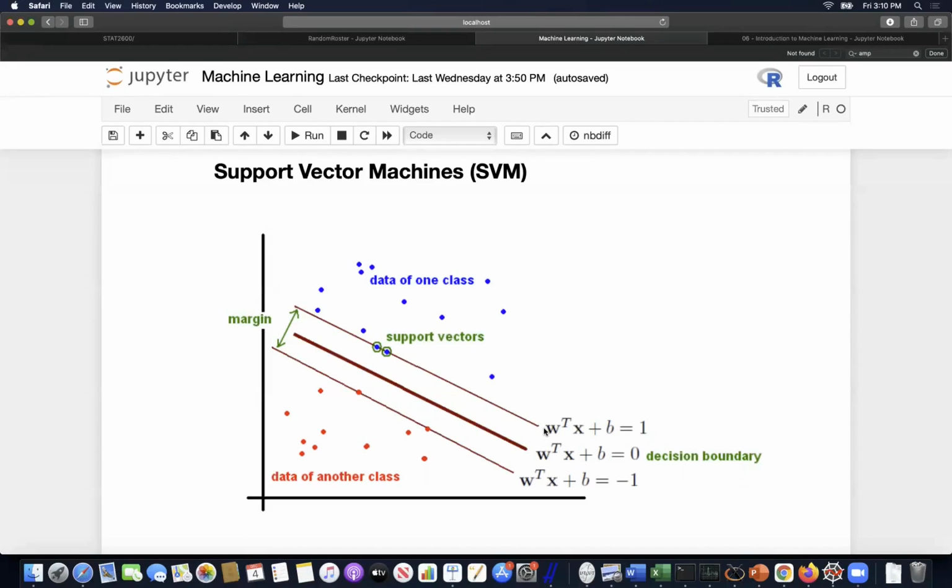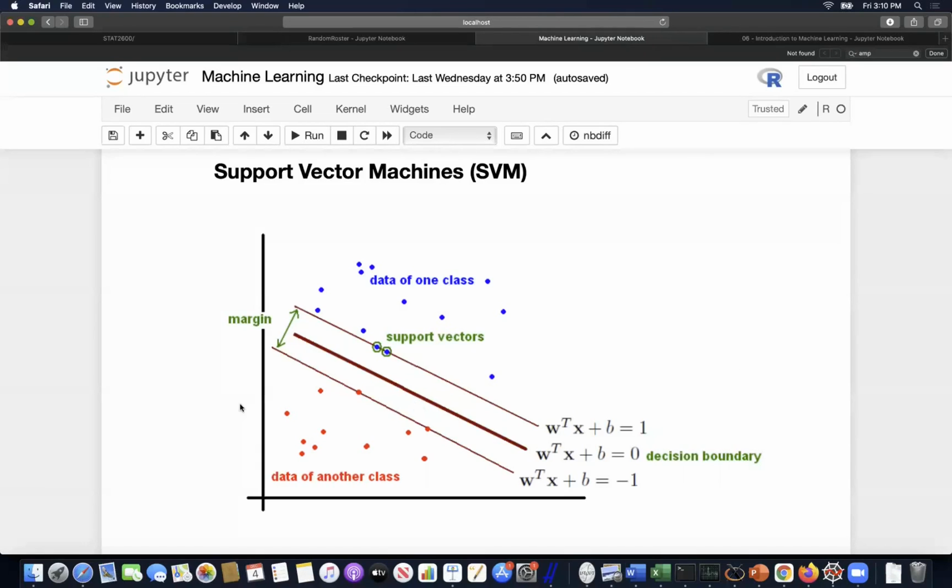It's a generalization of the absolute value for a scalar. If you have three numbers in your vector, W1, W2, and W3, it's going to be W1 squared plus W2 squared plus W3 squared, and then the square root of the entire thing. Okay, that's the norm. And this margin is going to be 2 divided by that norm.